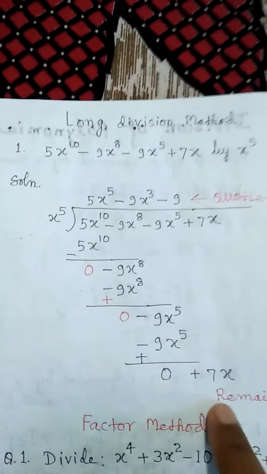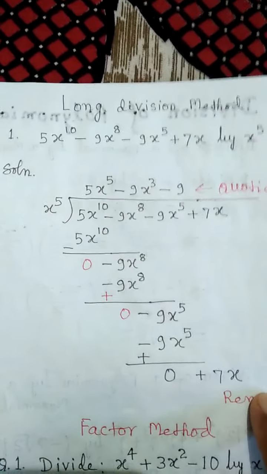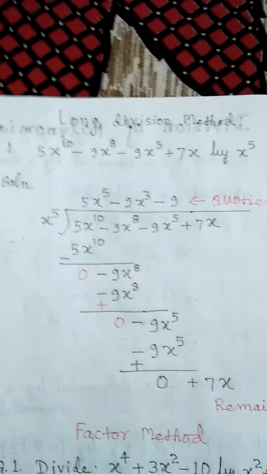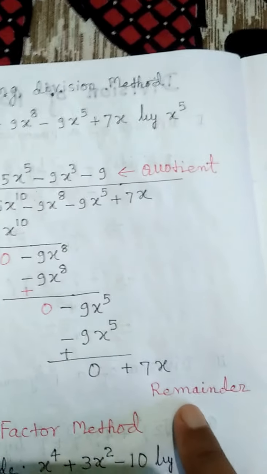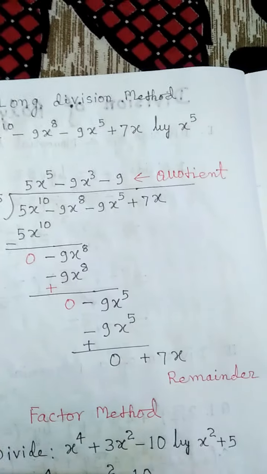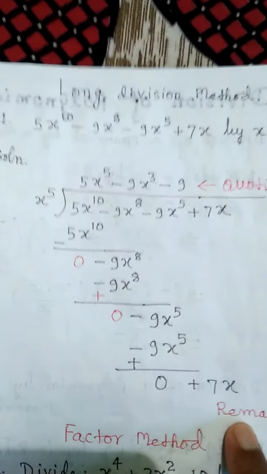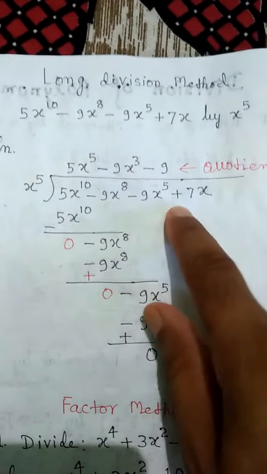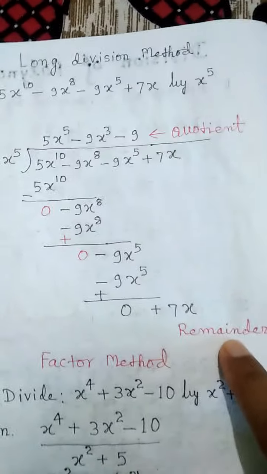And we see here the degree of the remainder is less than that of the divisor. Degree of the remainder must be less than the degree of the divisor. This is our final solution. This is the divisor, this is the dividend, this one is the quotient, and this one is the remainder.